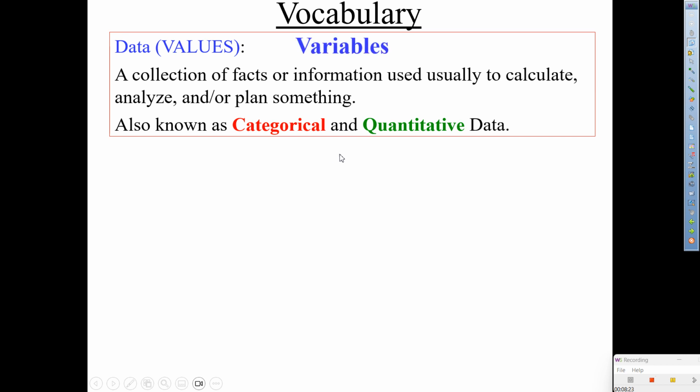So today we're going to be talking more about variables, and we're still in categorical and quantitative. Tell your neighbor the difference between categorical and quantitative. They should know by now.